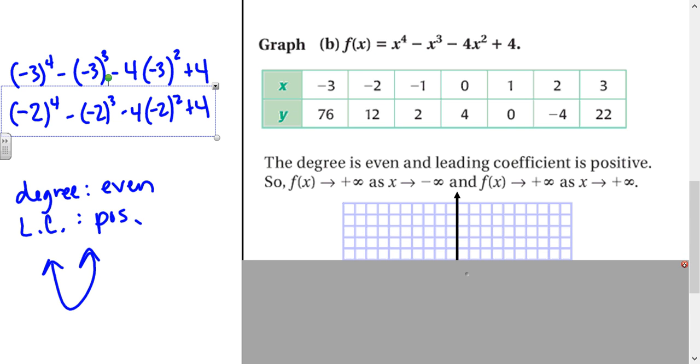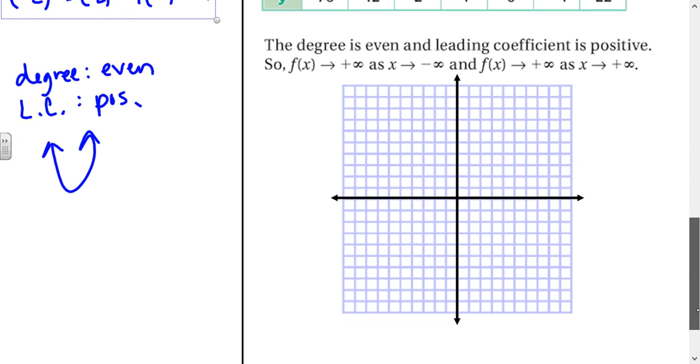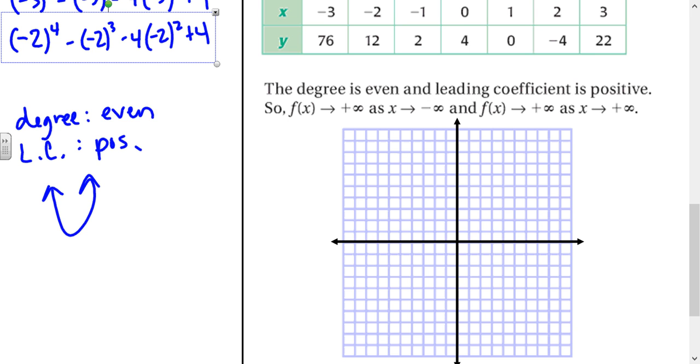So let's graph some points. So we have -376, can't graph that. -212 won't fit on our graph either. So we have -1, 2. 0, 4, 1, 0, 2, negative 4, and 3, 22. So if I connect them as it is right now, it would go like this.